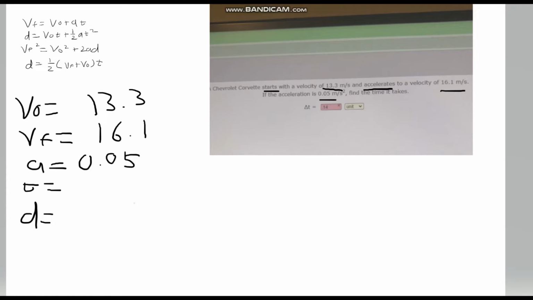The main equation we'll be focusing on is the first one, which is velocity final is equal to velocity initial plus acceleration times time. If you're in AP Physics, you probably don't have to remember this for the AP exam because you'll have these equations, but it's important to know how to actually use them to find the answer.